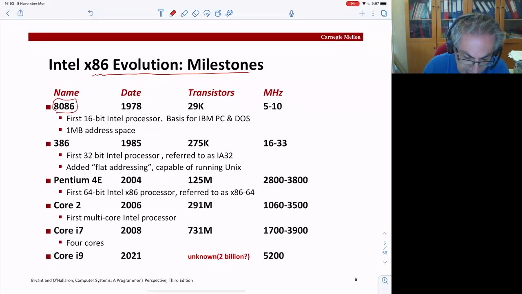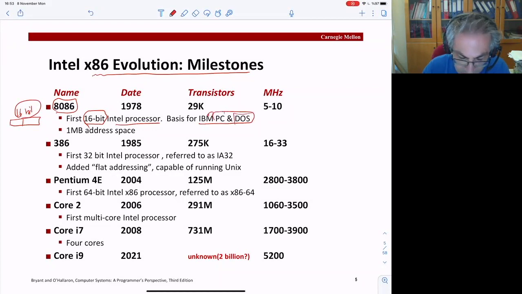The 8086 was the first 16-bit Intel processor. 16-bit means that every time you read something from memory, you get 16 bits of information. This basically formed the basis for the first PC, which was designed by IBM, and also for MS-DOS. It dates back to 1978, with only 29,000 transistors running at 5 to 10 megahertz, and it had 1 megabyte of physical memory.